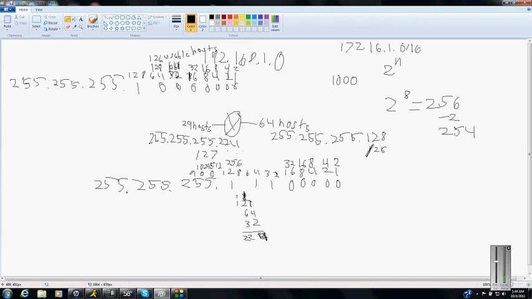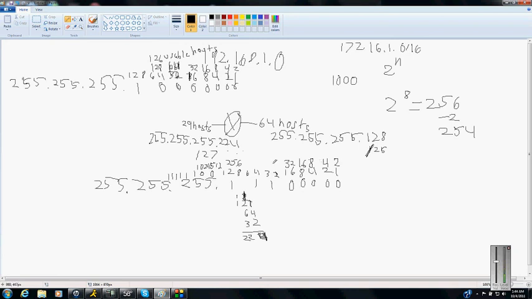If you add all these up, 1, 2, 3, 4, 5, 6. That's 8 right there. So if you add 128, 64, 32, 16, 8, and 4, you will get 252. And that is how this works.